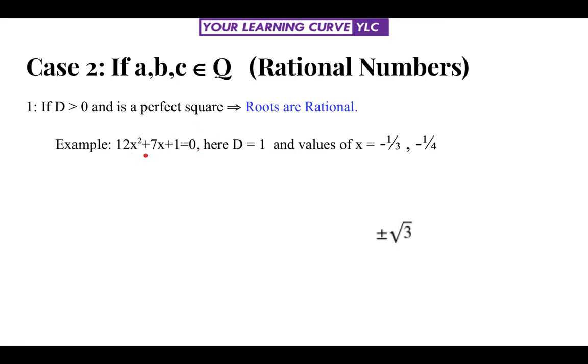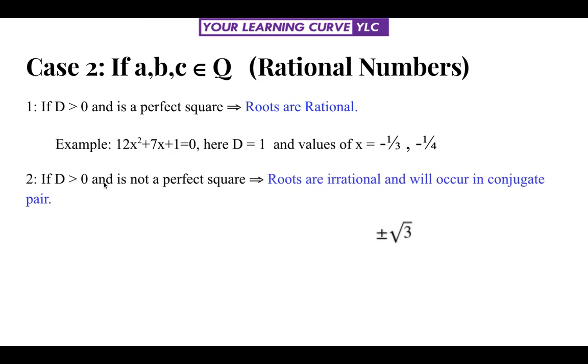For example, 12x square plus 7x plus 1 is equal to 0. Here you will see that discriminant is b square, that is 49, minus 4 into 12, that is 49 minus 48, that is equal to 1. So on solving you get x is equal to minus 1 by 3 comma minus 1 by 4. Here both the roots are rational because discriminant is a perfect square. It could be 4, 49, 9, 25, anything. If the discriminant is a perfect square, you will get rational roots. They will be distinct, but rational roots.